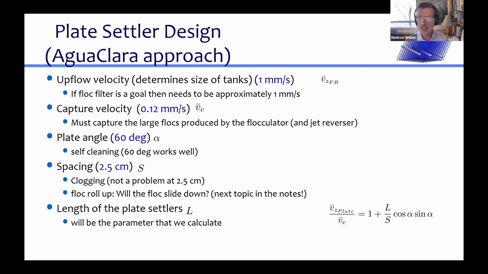So here's our design. We use a millimeter per second up through the flock filter. That determines the plan view area of the sedimentation tank. We use 0.12 millimeters per second as our capture velocity in our plate settlers. That determines how much plate settler area we need. But then are you wondering where this 60 degrees came from? Like Monroe just pulled that out of the air. Just like, oh, 60 degrees. Where did that come from? Any ideas?